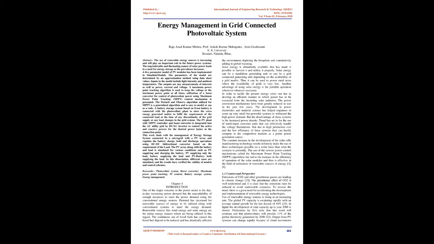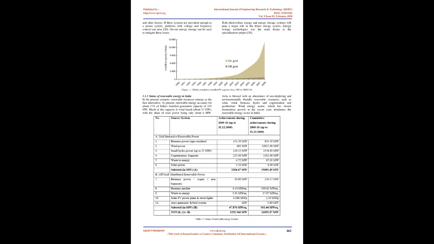Chapter 1. Introduction. One of the major concerns in the power sector is the day-to-day increasing power demand but the unavailability of enough resources to meet the power demand using conventional energy sources. Demand has increased for renewable sources of energy to be utilized along with conventional systems to meet the energy demand. Renewable sources like wind energy and solar energy are the prime energy sources being utilized in this regard. The continuous use of fossil fuels has caused the fossil fuel deposits to be reduced and has drastically affected the environment, depleting the biosphere and cumulatively adding to global warming.